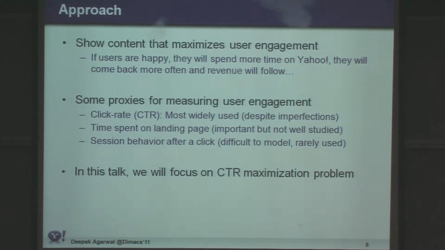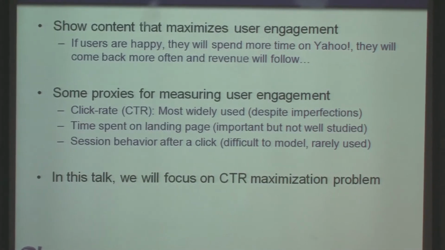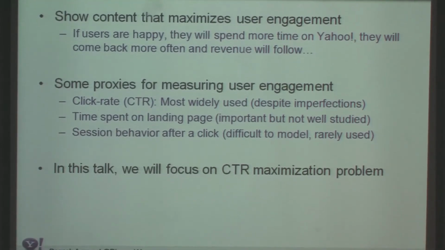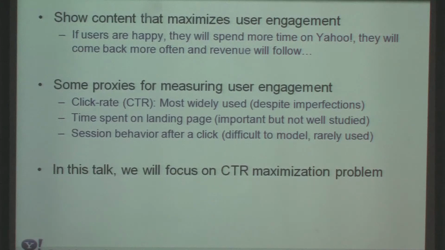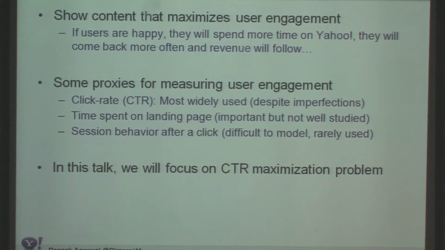The most widely used proxy is click rate. What's the probability of clicking on an article which you show on the front page, for instance? And this is the most widely used proxy, despite all the imperfections. There are other proxies as well, like time spent after you click on the page, or the session length after you click on the page, and so on. But I'll come back to time spent later on in the talk. For this talk, I'll focus on the CTR maximization problem.